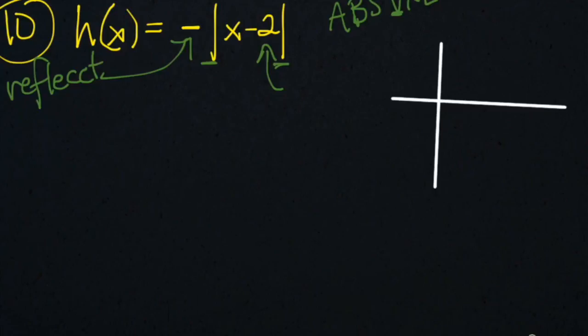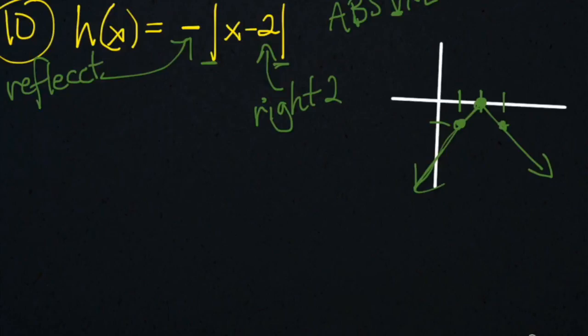I got that 2 on the inside that's being subtracted. So that's going to move it to the right 2. So I go to the right 2. And I know I'm going to be pointing down. So instead of going up 1 and over 1, I'm going down. Okay, and that's my absolute value.